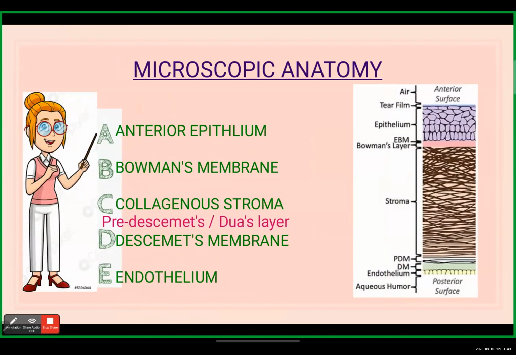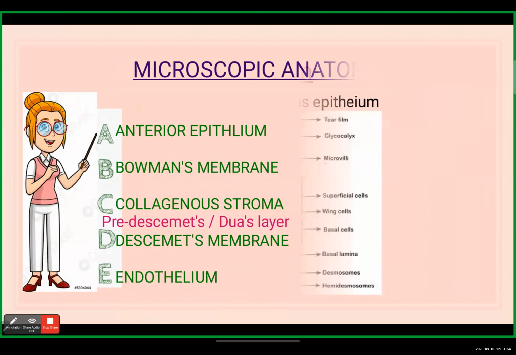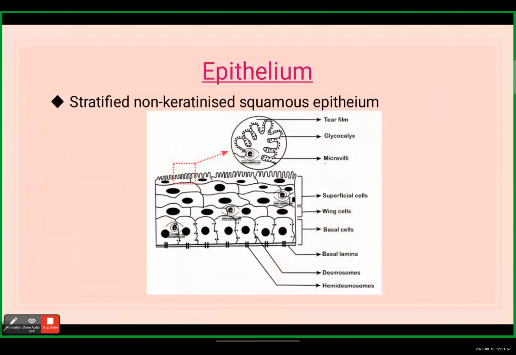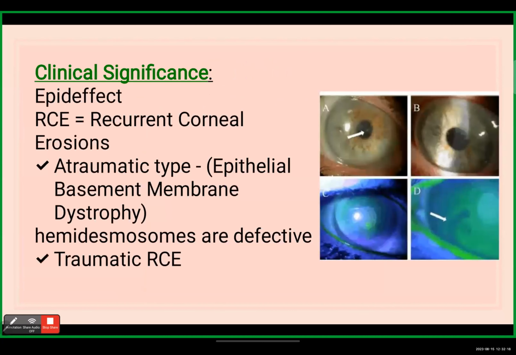And a very proud and novel addition to this is the pre-Descemet's membrane, or the Dua's layer. To talk about each layer, emphasizing its clinical significance: the epithelium is generally a stratified non-keratinized squamous epithelium. As we can see in the picture, the lower layer of columnar cells is stuck to the basal lamina by hemidesmosomes. Any defect in these hemidesmosomes would lead to recurrent corneal erosions, which are atraumatic in type. And any trauma to this layer generally leads to an epithelial defect.